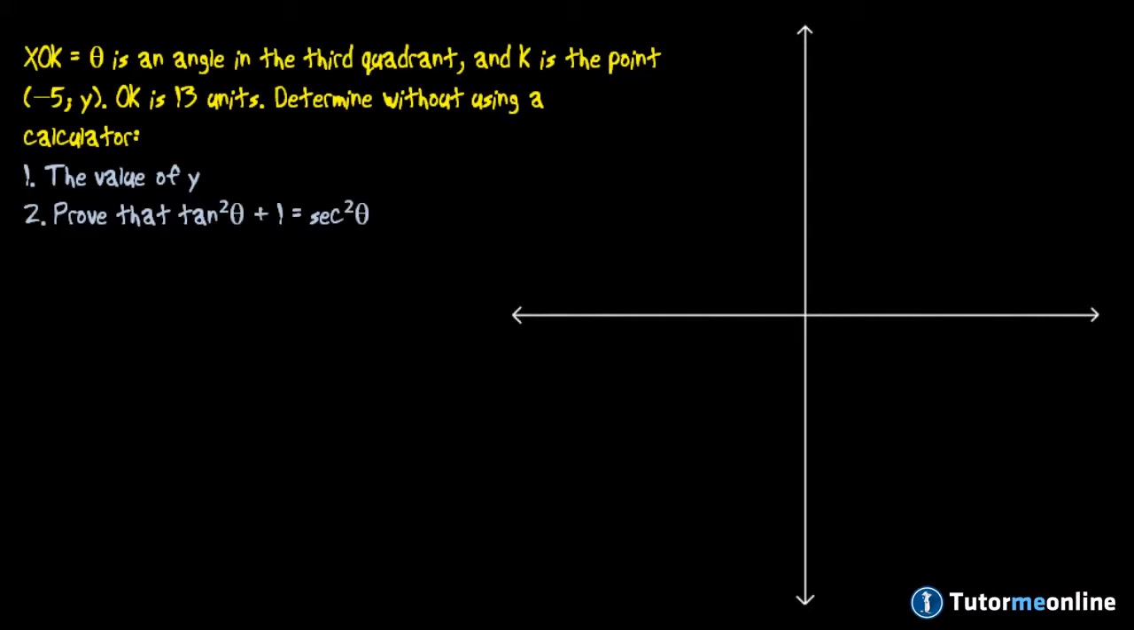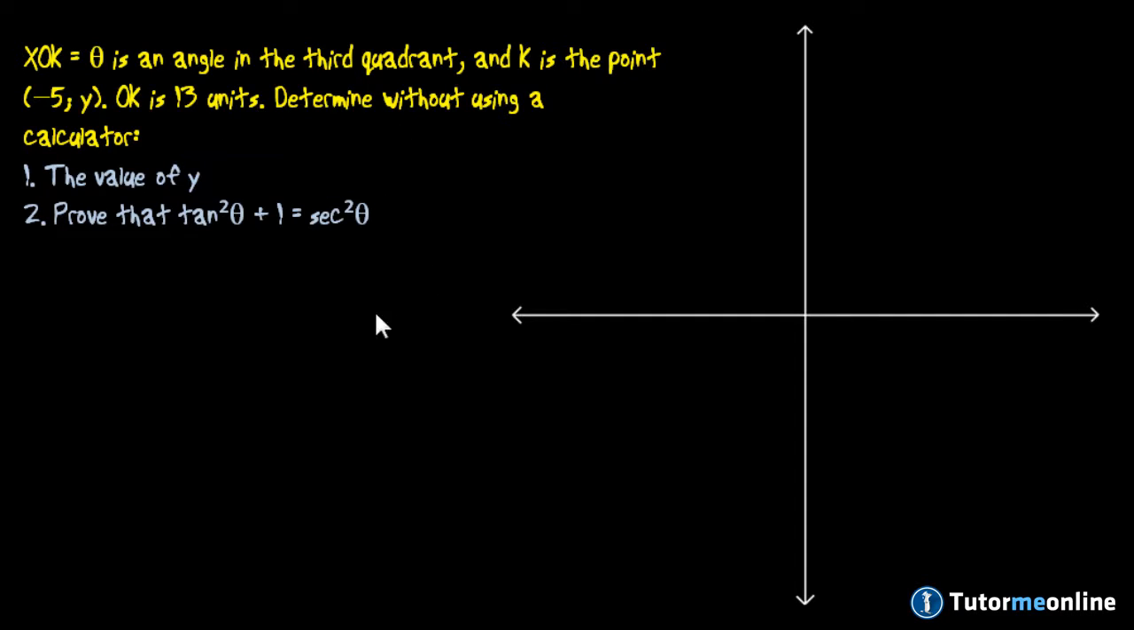In this example, we're given the following question to solve. XOK is the angle theta, and it is in the third quadrant. K is the point (-5, y). OK is 13 units. Determine without using a calculator.